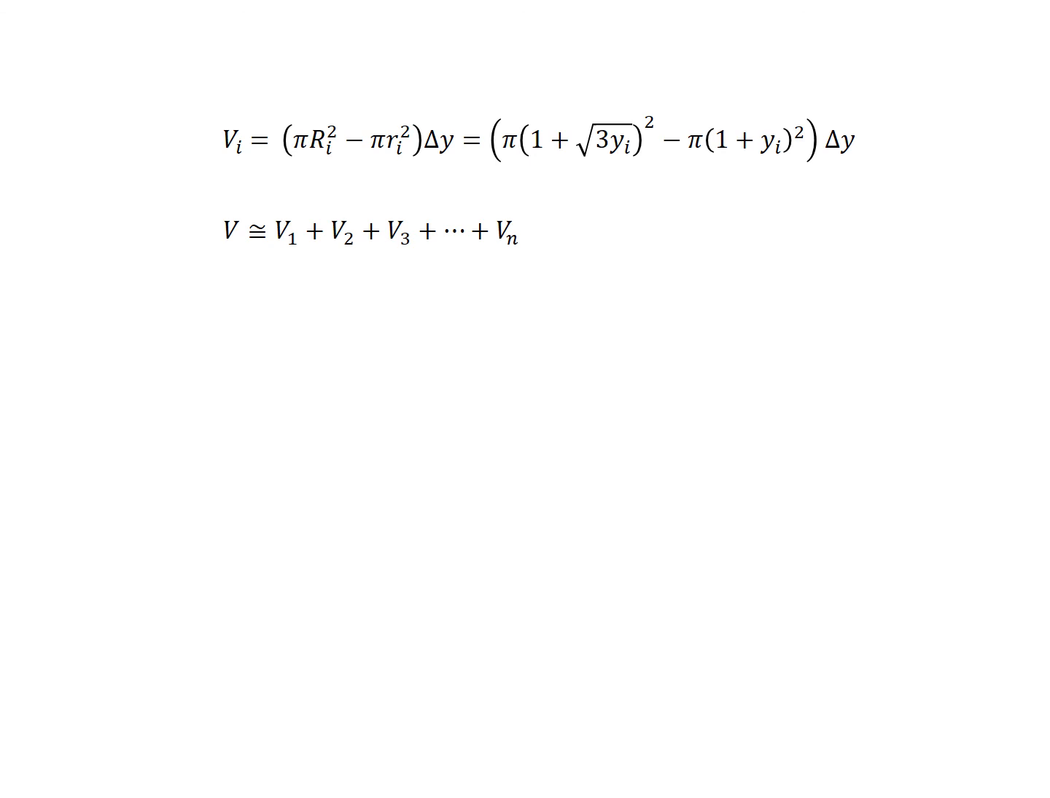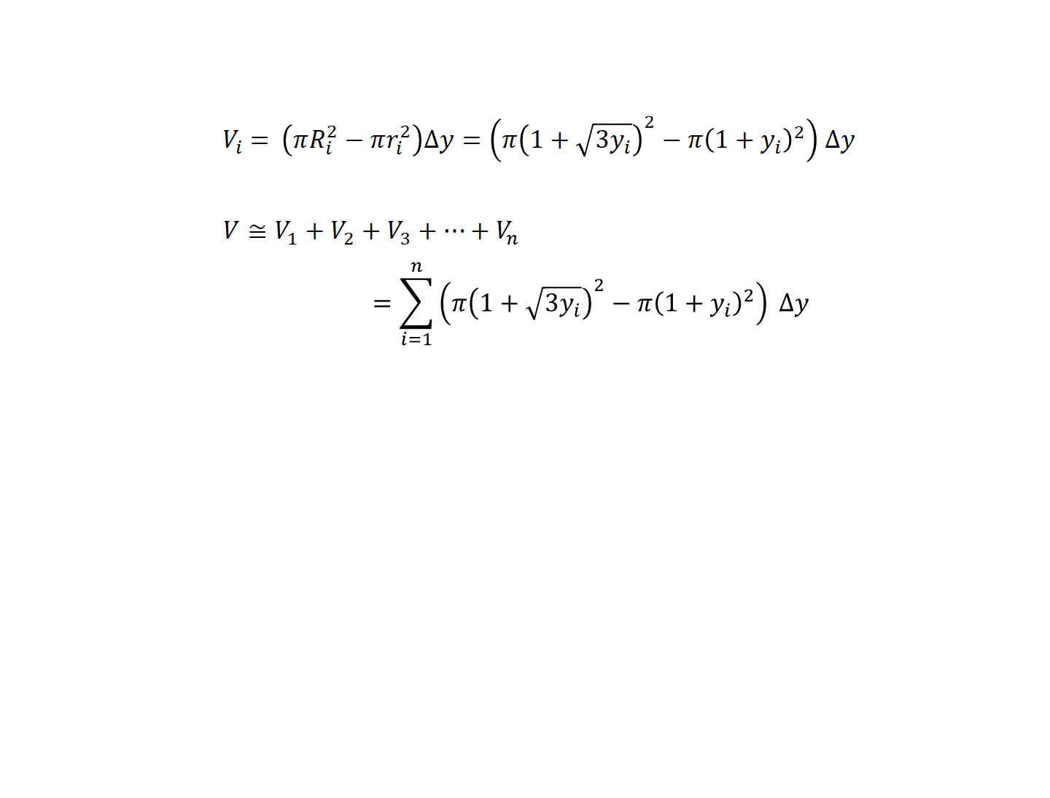Okay, so now we can write that our volume for the ith disk in terms of y sub I is pi times 1 plus square root of 3y sub I, that quantity squared, minus pi times 1 plus y sub I, that quantity squared, all of that times a change in y. So this will give us a method of estimating the overall volume. If I have 11 disks, then I would have V1 plus V2 and so on up to V sub 11. Now I can write this in sigma notation as shown. Notice that we have our y sub I's here and a change in y here.